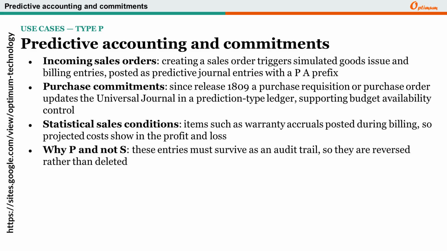Predictive accounting is the flagship use case and the one that turns up most often in questions about margin analysis. Think about order to cash. A sales quotation and a sales order are not accounting relevant, so in classic ERP nothing hits finance until goods issue. Predictive accounting changes that. The moment the sales order is created, the system simulates the follow-on documents and writes predictive journal entries into a P-type extension ledger, complete with document splitting and cost of goods sold derivation. Commitments work the same way for the purchasing side. Both need an audit trail, which is exactly why they use Type P rather than Type S.